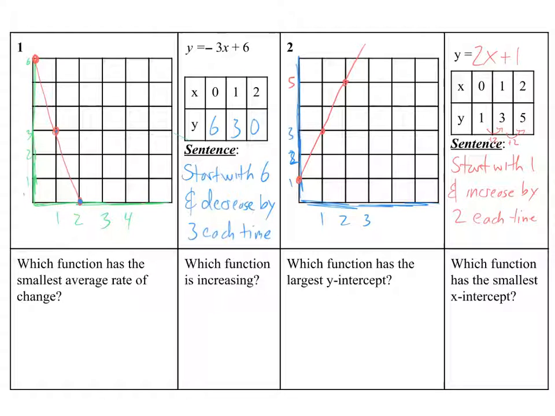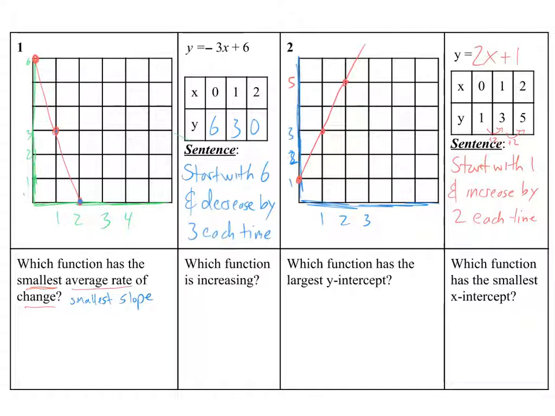Alrighty, so for this next one, which function has the smallest average rate of change? So smallest average rate of change. Do you understand what average rate of change means? It means slope. So what this is saying is the smallest slope. That's what we're asking for.